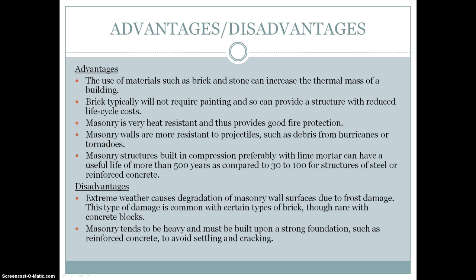Okay, and then we're going to move on to the disadvantages. So, extreme weather causes degradation of masonry wall surfaces due to frost damage. One of the bad things about brick is that it doesn't have very good freeze-thaw resistance. It doesn't do well with that. So this type of damage is common with certain types of brick, so it can be avoided. It's rare with concrete blocks.